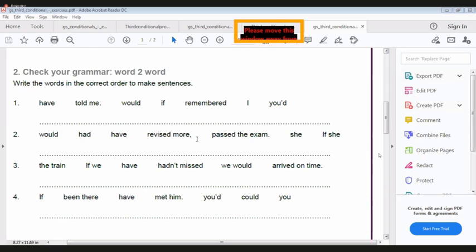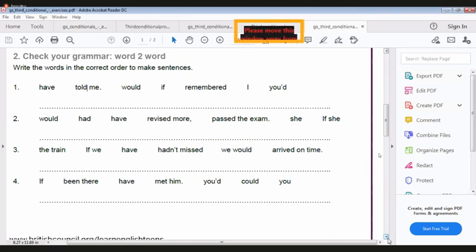Okay, now Himansa, tell me the second sentence. If she had revised more, she would have passed the exam. Tarinda, is that correct? Revised. Okay, right. Tarinda, third one.